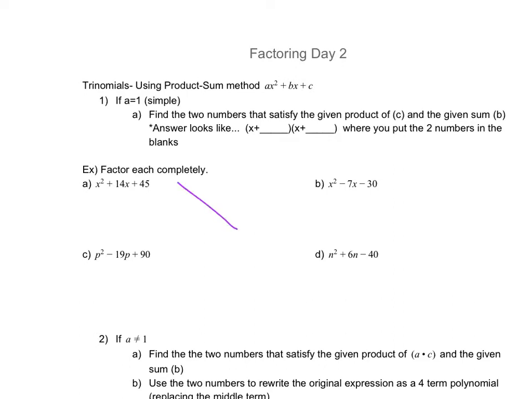So here's the first example. So I make these little x things. On this one, I'm looking for what adds to be 14 and multiplies to be 45. Since both of those numbers are positive, we are going to be looking for two positive numbers. That looks like to me it would be 9 and 5.